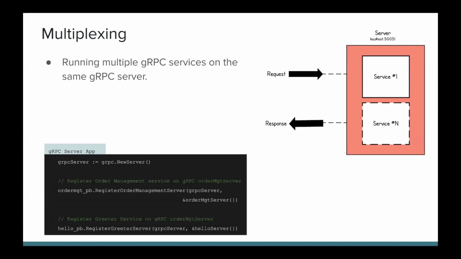Then the next pattern is multiplexing. This may not be a very common thing, especially in the context of microservices. This is all about running two service instances in the same gRPC server.